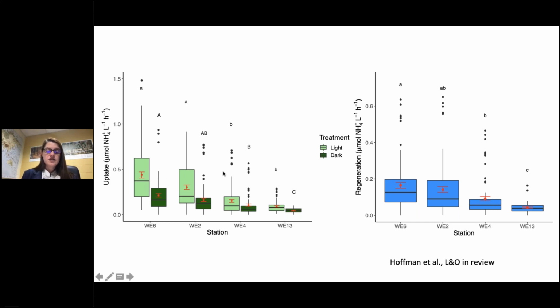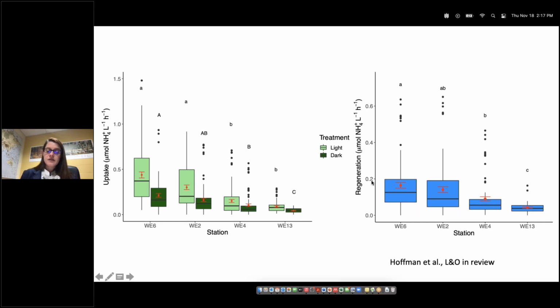You can also see that there's a general decline in how fast things are taken up as you move away from the river mouth, which is pretty expected as you're going down in both nutrients and biomass as you move away from the river mouth. And regeneration shows a very similar trend, although W6 and W2 are not significantly different from one another.